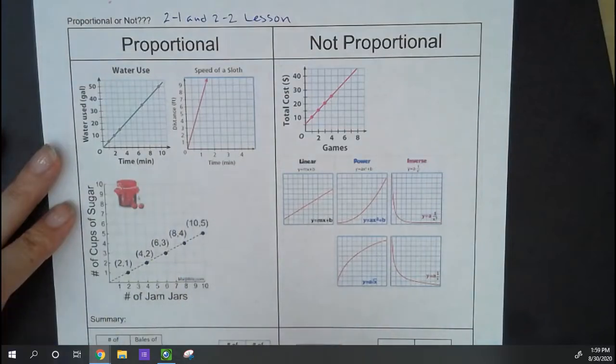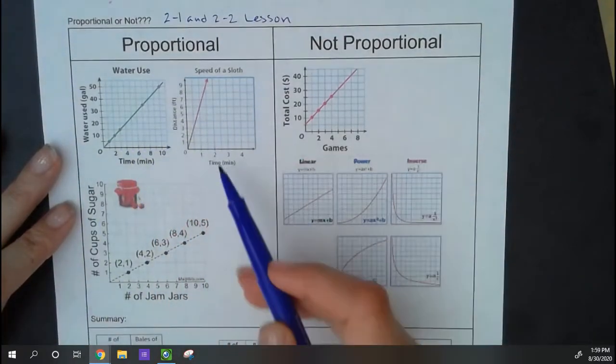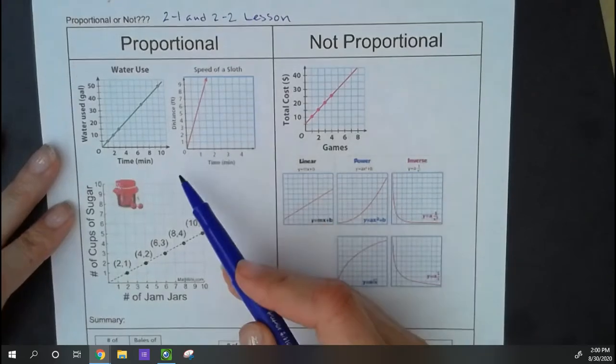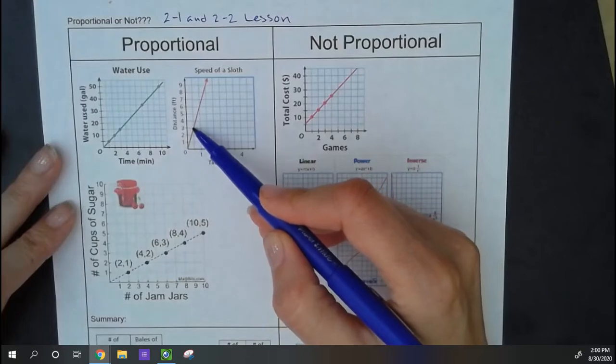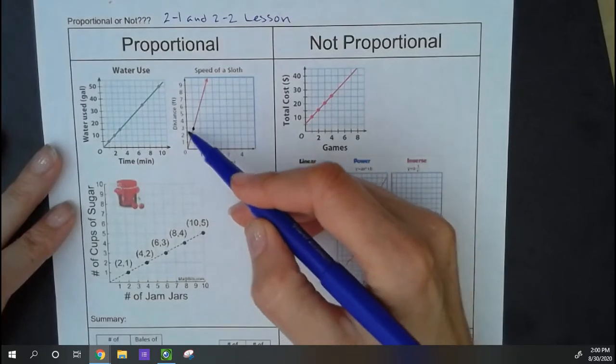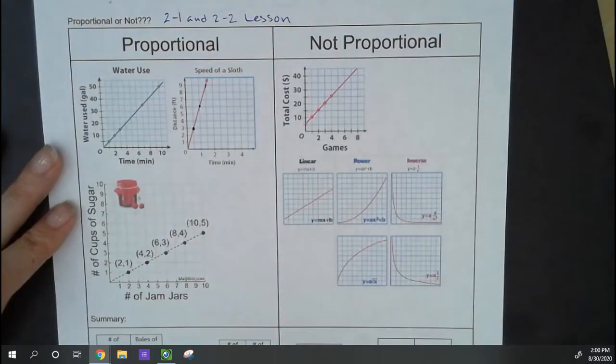They never use more water or less water. It is consistent all the way through. This sloth is walking at a consistent speed. Each minute, it's going 3 feet. So, and it's staying at that rate consistently. It's not going any faster or any slower.